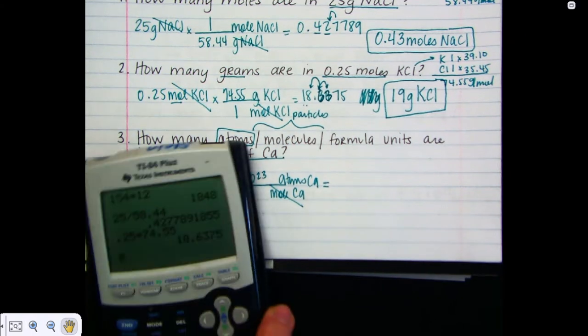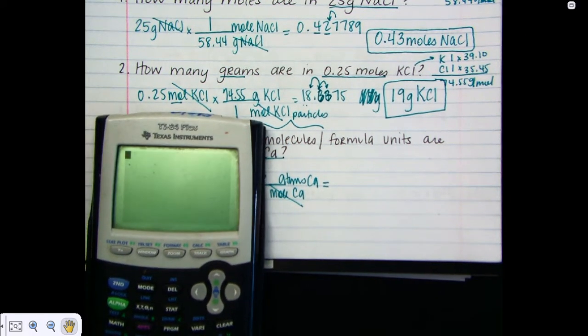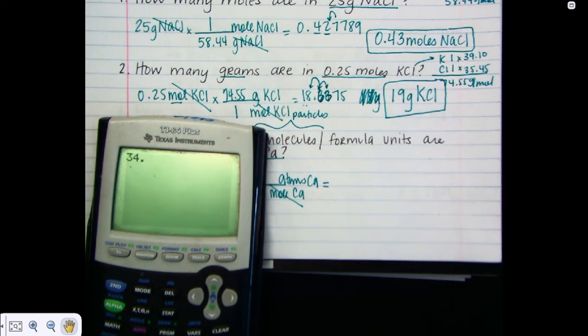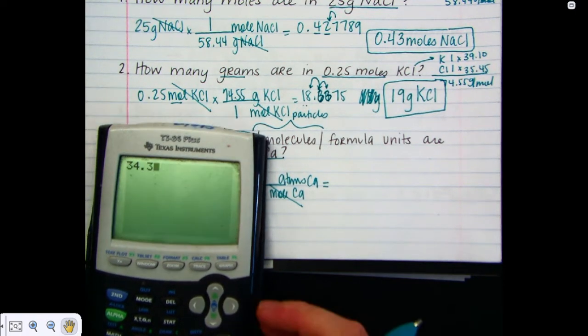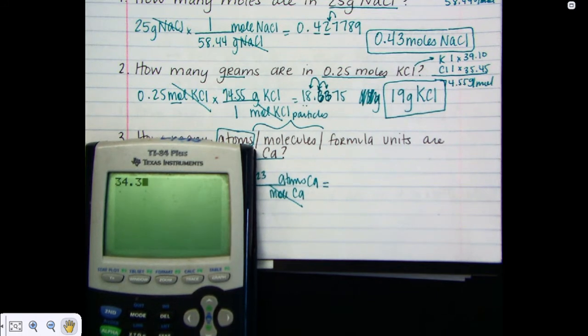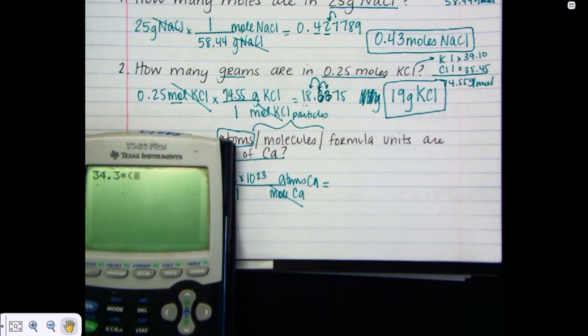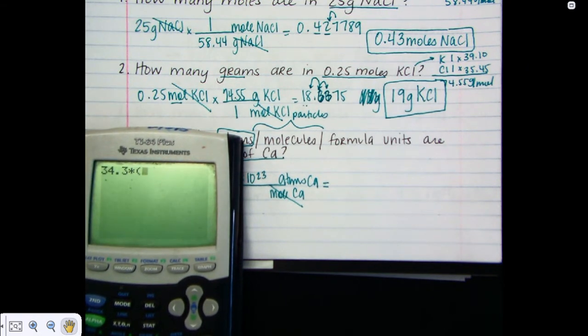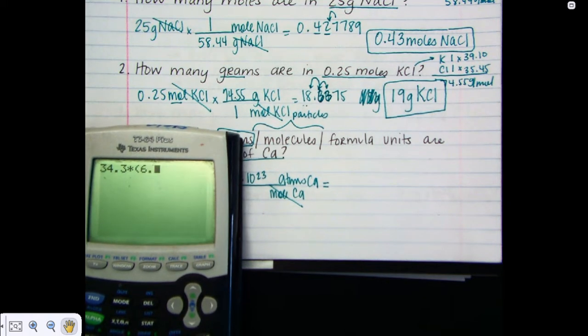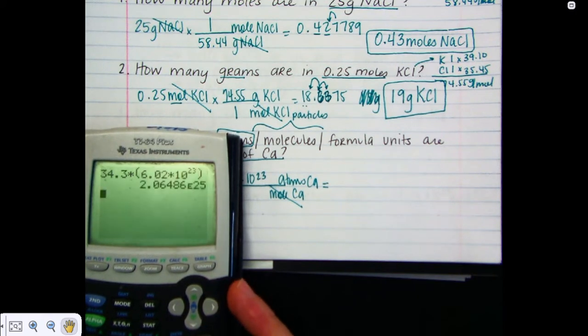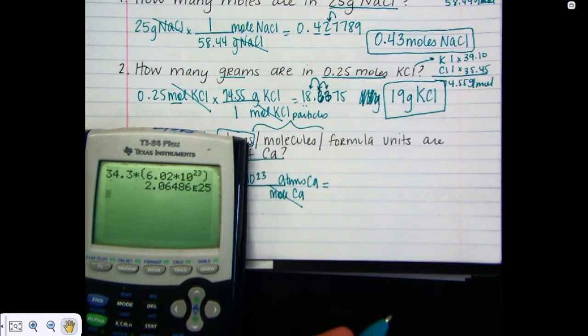Now, anytime you are using Avogadro's number, it would be a very good idea to put it in parentheses, whether it's on the top or the bottom. It's going to especially matter on the bottom, but if you just get into the habit of doing it anytime you use Avogadro's number, it's going to prevent your calculator from misinterpreting what you mean. 6.02 times 10 to the 23rd, close parentheses. So I get 2.06486 e to the 25. Remember, e is the 10 to the x. Do not write e on your paper, write 10 to the x.